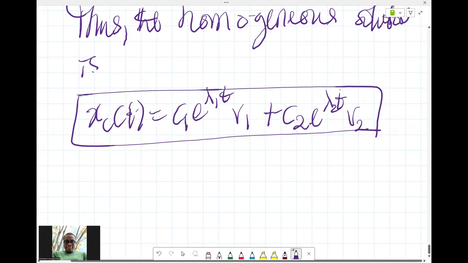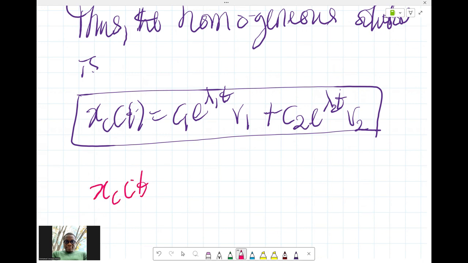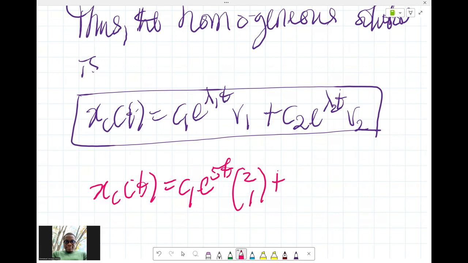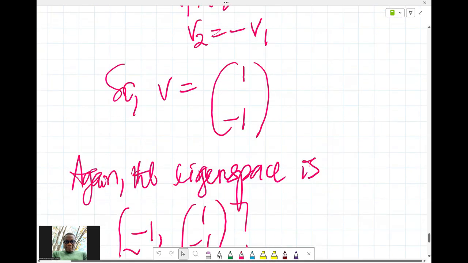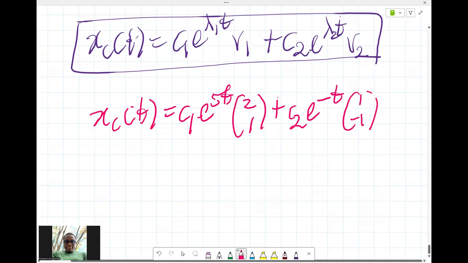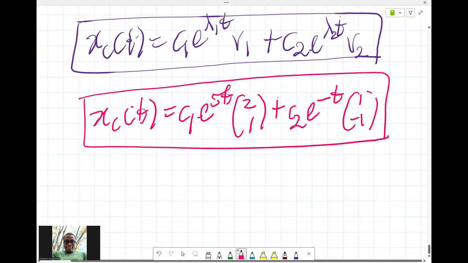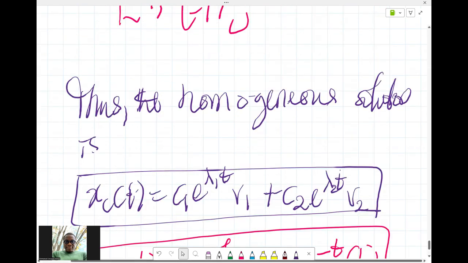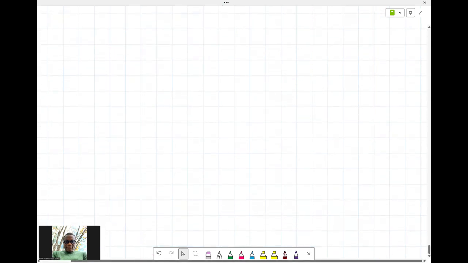So if we fix up all the values we know, that's going to be xc of t equals c1 e raised to power 5t times v1, which is 2, 1, plus c2 e raised to power minus t times v2, which for my v2, we have 1, -1. It could also be -1, 1, anyhow you like it. So this is the homogeneous solution here. And everything we've been doing has just been step 1, right?